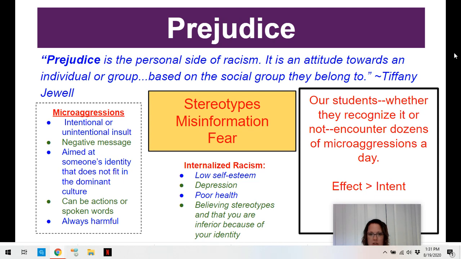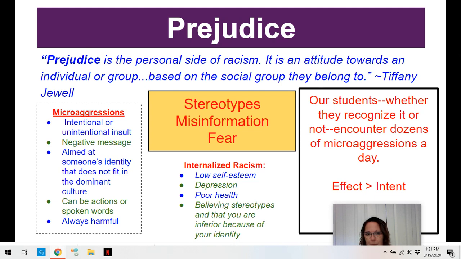So microaggressions can look like, on this side, it says our students, whether they recognize it or not, encounter dozens of microaggressions a day. They may not have the language to say, wait a minute, that was a microaggression, but they still internalize what happens.